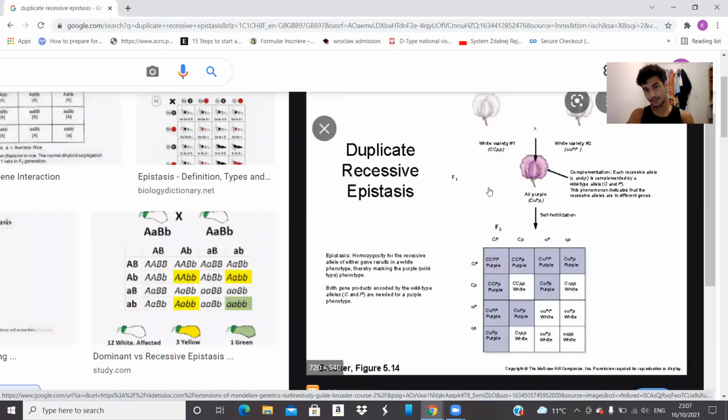Yeah, there we go. In this example, let's say in this flower, we have 2 genes, gene P and gene C. In duplicate recessive, if you have homozygous recessive at C, you're going to be a white flower. If you have homozygous recessive at P, you're also going to be a white flower. The only case when you don't get white is when you have a dominant allele at both genes, in which case you're going to get purple. That's how that works, if they're epistatic to each other in the homozygous recessive state.